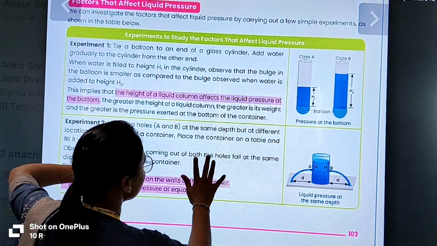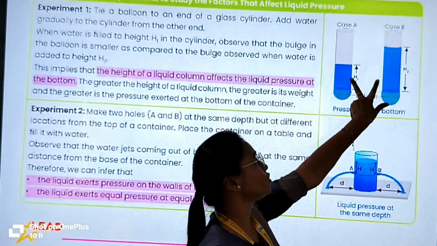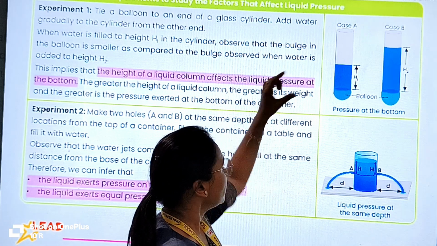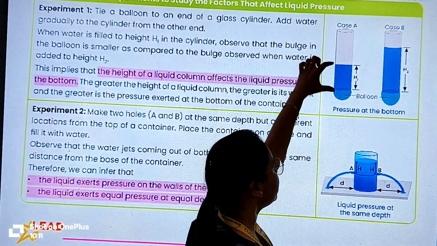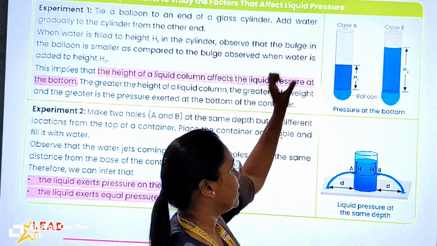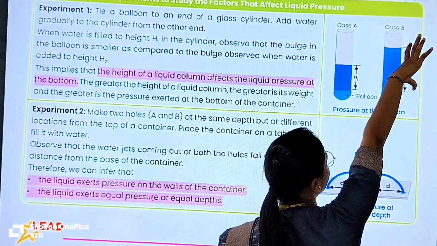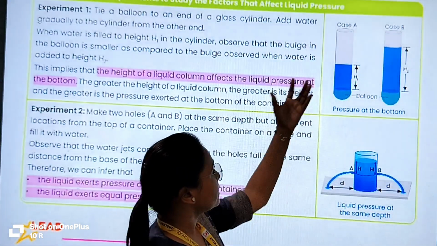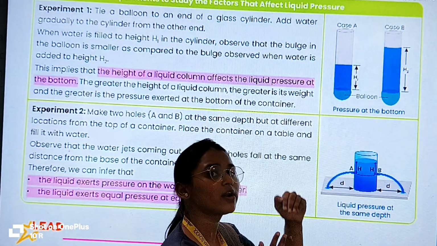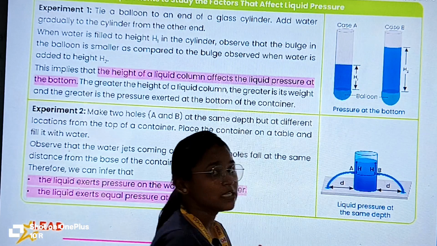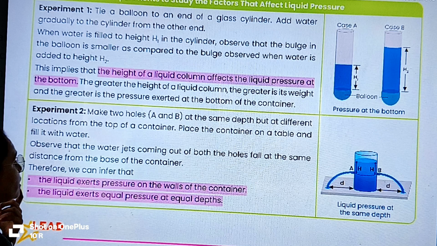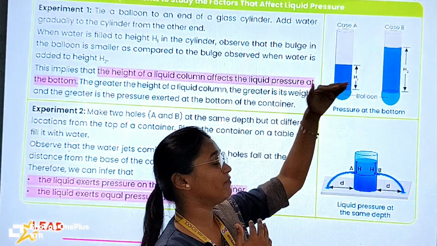So in the first case, we will take a container with a balloon on the bottom of it. In case A, we fill the container to height h1, means in the first condition we have filled the liquid up to height h1, and in the second case we fill the container to height h2. As you can see, there is more bulge in case B. Why? Because there is a higher amount of, or we can say more, liquid in container B. So we can conclude that the height of a liquid column affects the liquid pressure at the bottom when the amount of the liquid is increased.